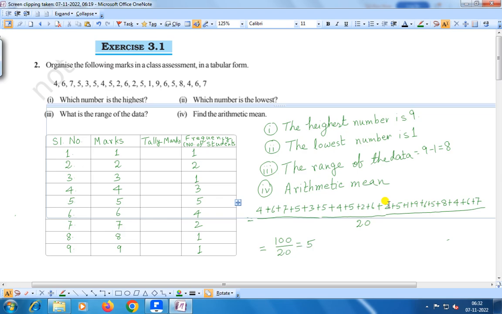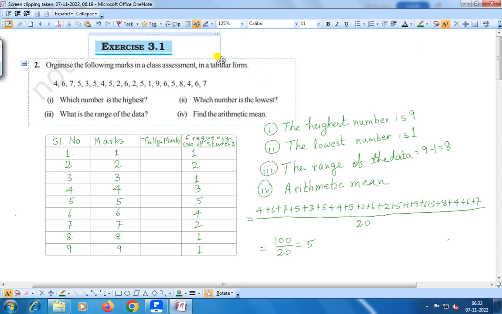Hello everyone. Today we shall discuss exercise 3.1 question number 2. Organize the following marks in a class assessment in a tabular form: 4 6 7 5 3 5 4 5 2 6 2 5 1 9 6 5 8 4 6 7.